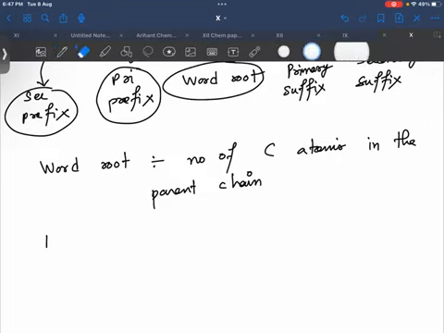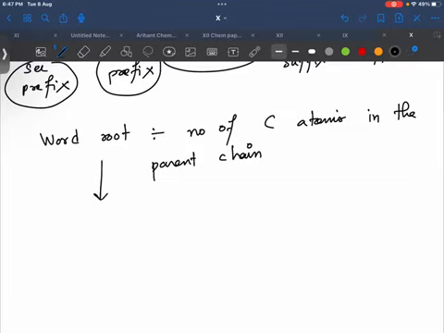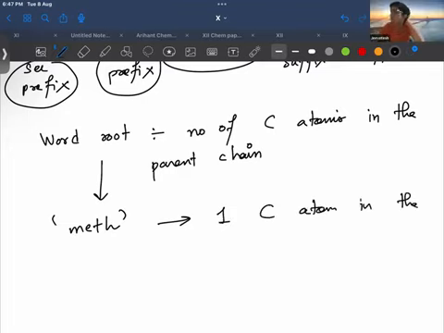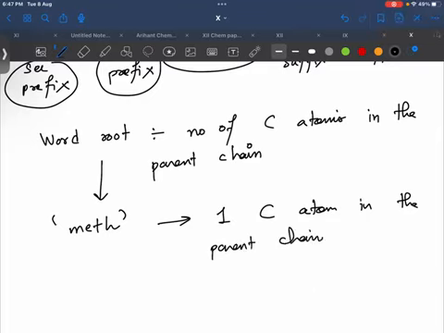ठीक है, primary suffix. Let's discuss the word root first. So now you see what the word roots are that we use. If the word root is meth, then it has one carbon atom in the parent chain, याद रखना. That means let's say I have methane. So the meth in methane is the word root, and what is meth telling me? There is one carbon atom in the parent chain of methane. Understood everyone? If you understood, thumbs up.